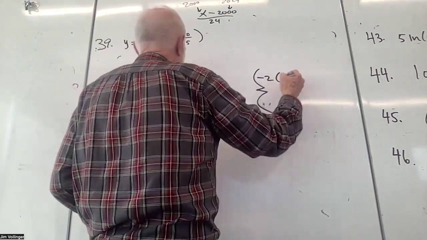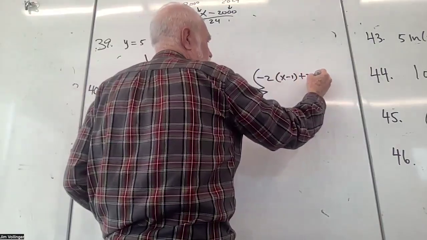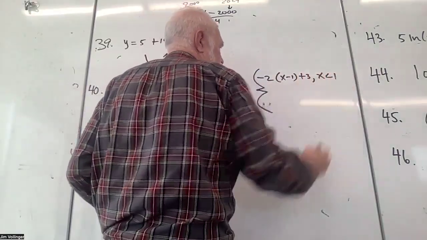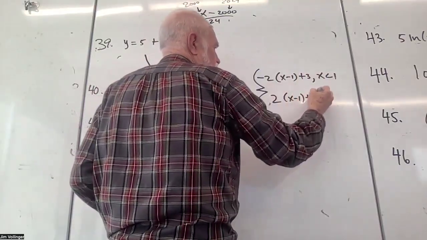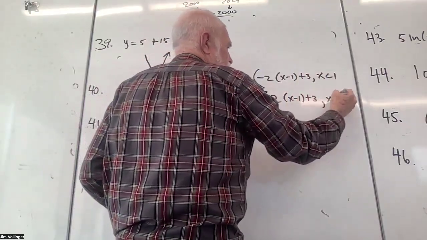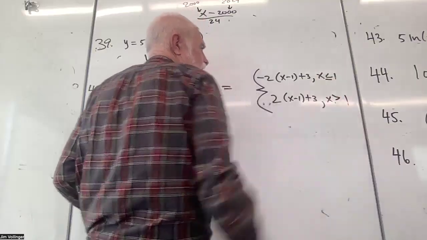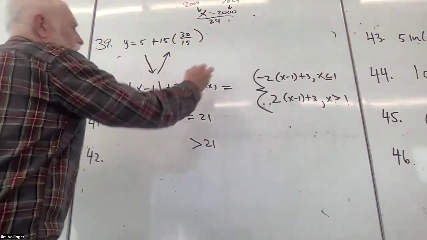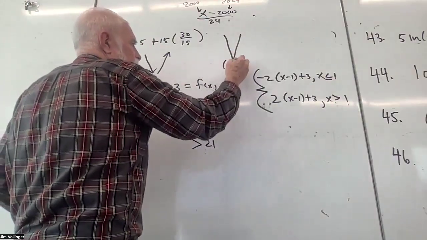Parentheses, x minus 1, that's where it hinges at x equals 1, plus 3, and I'm on the left side of 1. Positive 2, x minus 1 plus 3 for the right side of 1. And it doesn't matter where the equal sign goes, but it does exist. The vertex of this does exist, 1, 3.